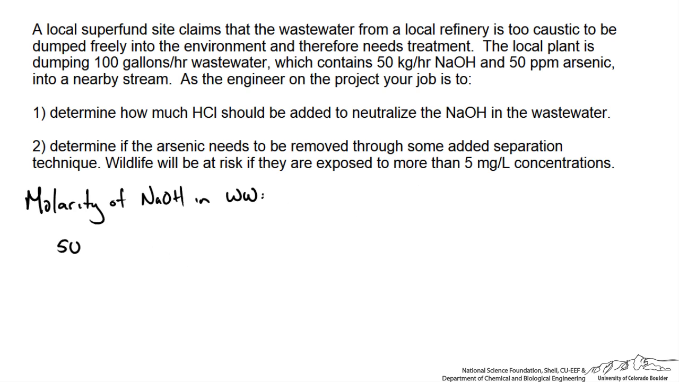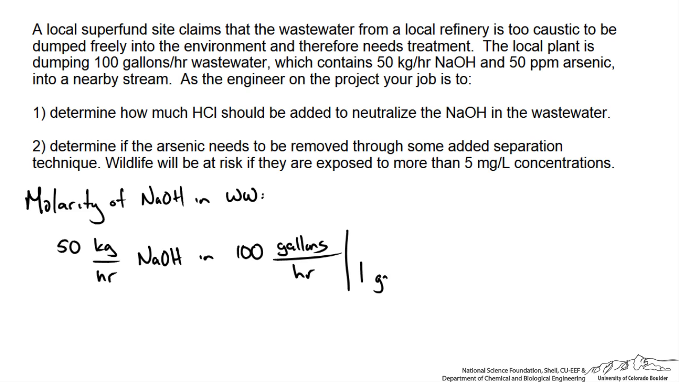So using that information, let's determine our molarity of the sodium hydroxide in the waste stream. So we're told that we have 50 kilograms per hour of NaOH, and that's in 100 gallons per hour being dumped into the stream. So let's first convert the 100 gallons per hour into liters. Now, to do that, we need a conversion factor between gallons and liters, and we could look that up and find that we have, for every gallon, 3.79 liters. So this gives us 379 liters per hour being dumped into the stream. So now we have a volumetric flow rate.